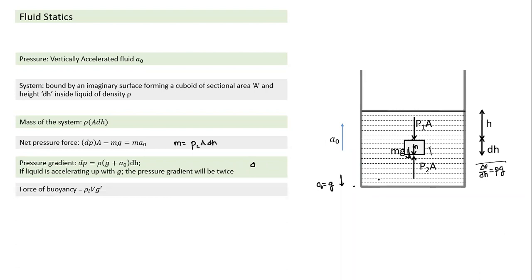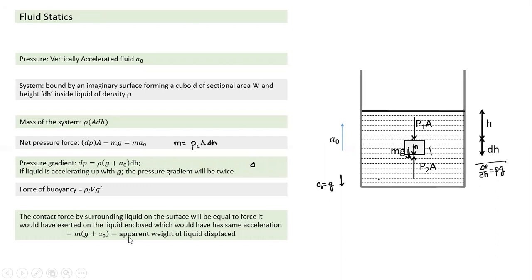What happens to the force of buoyancy? Similar to what was said, the pressure also will vary as g effective. g effective is g plus a naught. The force of buoyancy we calculate as rho L into V into g. In a similar way, since the pressure variation changes, the force of buoyancy also changes in the same proportion. So the force of buoyancy in the case of an accelerated liquid is rho L into V into g dash. So which g do we take? The effective g there.